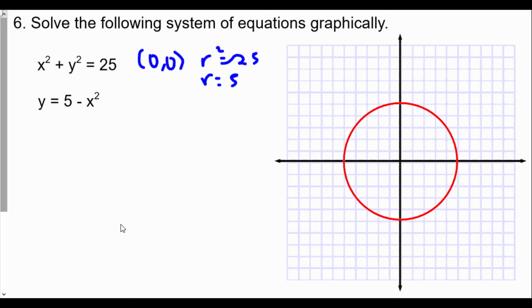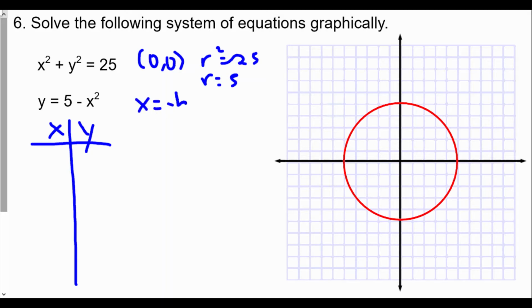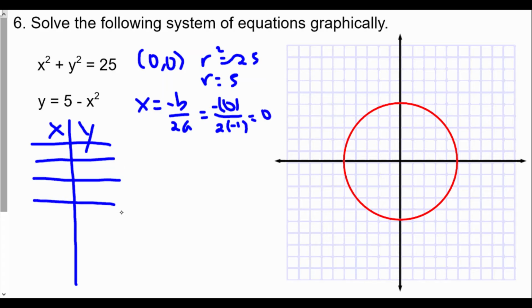Next, I want to figure out the graph of the equation y equals 5 minus x squared. I'm going to make a table here. The nice thing is my b value is 0. So the axis of symmetry, x equals negative b over 2a, is 0 over 2 times negative 1, which is just 0. So I make 7 values here. You can do more, but less is kind of tough.